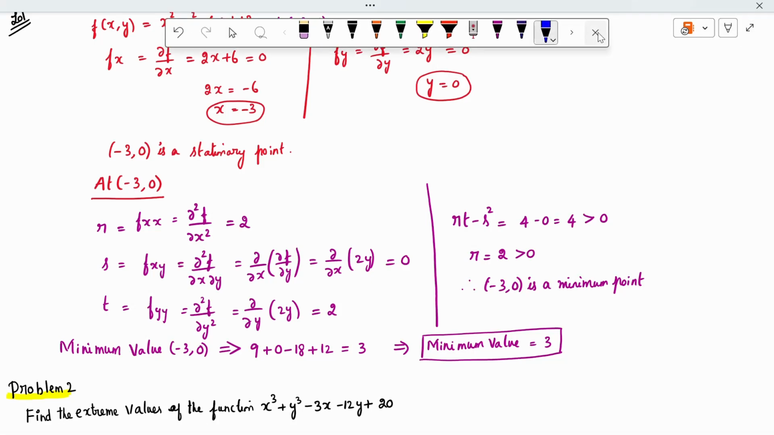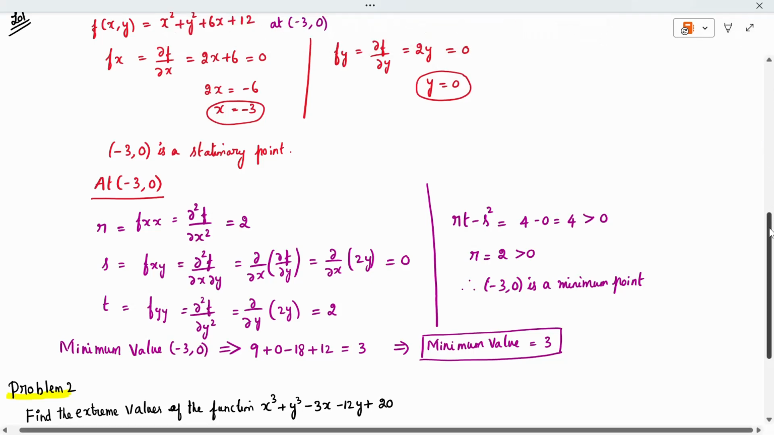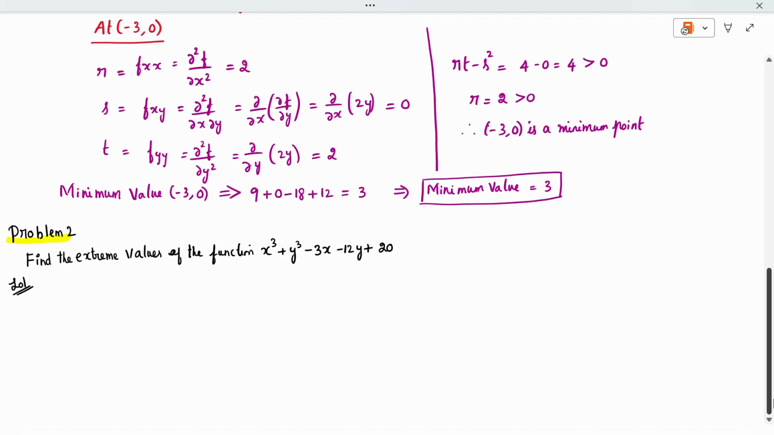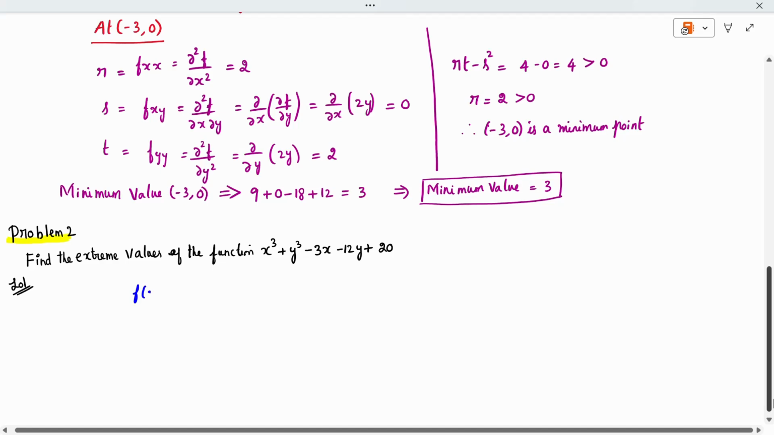The second question. What is our second problem? Find the extreme value of the function x cube plus y cube minus 3x minus 12y plus 20. The procedures are the same. Now, the given question first I will write it.